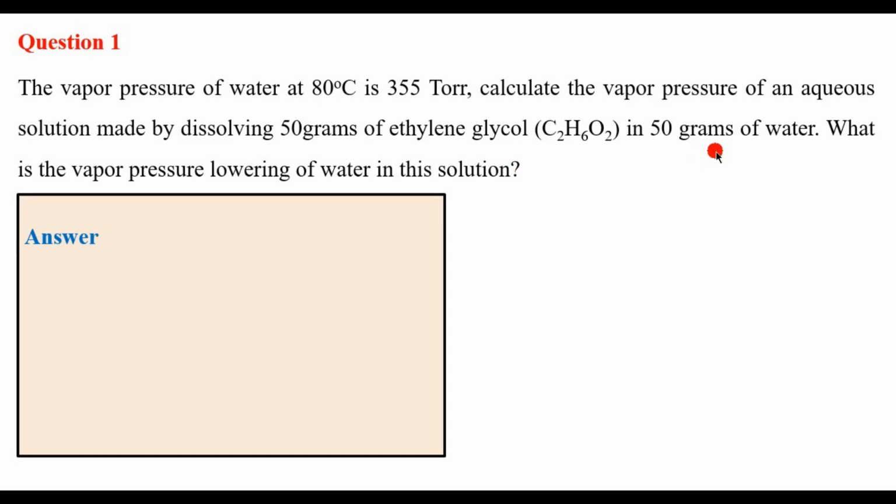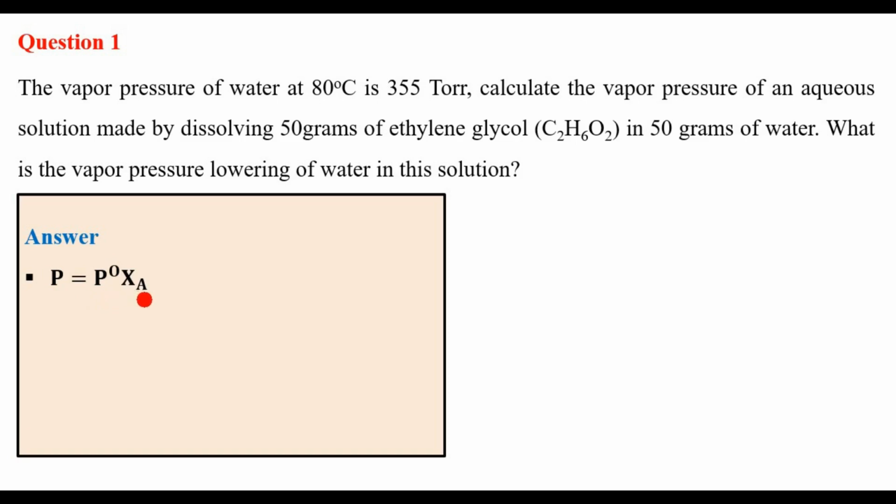Now they're asking to calculate the vapor pressure of an aqueous solution. What is the formula that we use? We know that this formula is saying the vapor pressure of solution is equal to the vapor pressure of the pure solvent times the mole fraction of the pure solvent. So now to calculate the vapor pressure of the solution, we use this formula where the vapor pressure of aqueous solution is equal to the vapor pressure of the pure solvent times the mole fraction of the pure solvent.